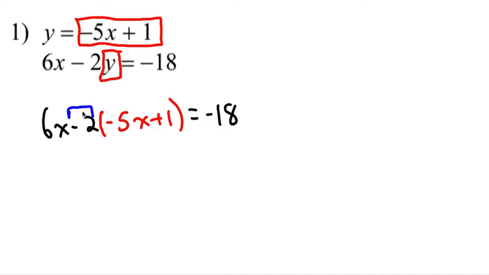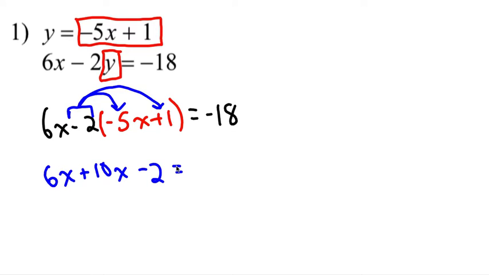So let's go to my distributive property. I need to take the negative 2 and multiply this through the parentheses. So before I do that, though, let me bring down 6x. So negative 2 times negative 5 is a positive 10x, and negative 2 times 1 is negative 2, equals negative 18.